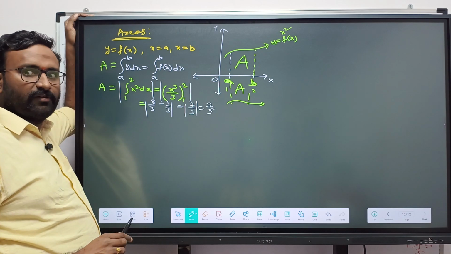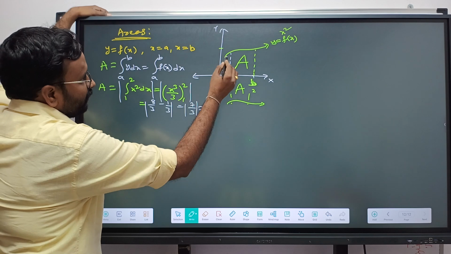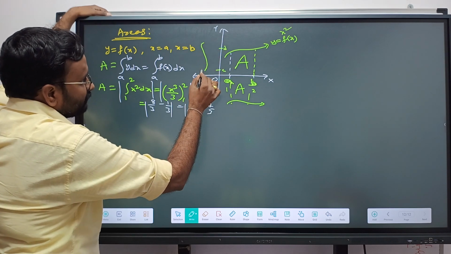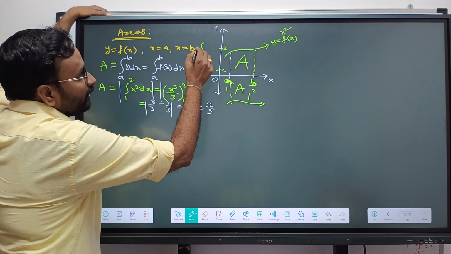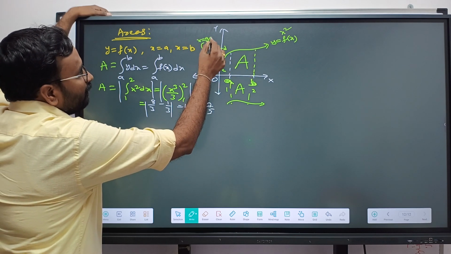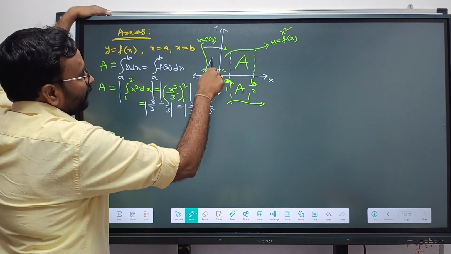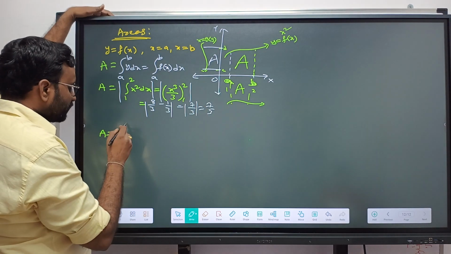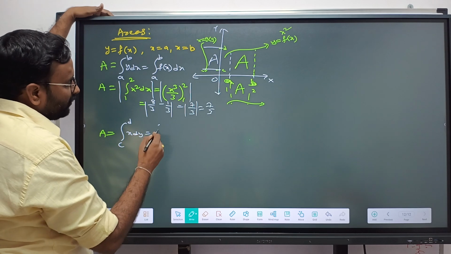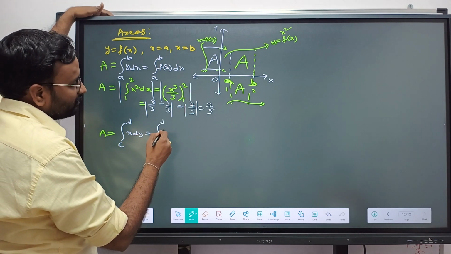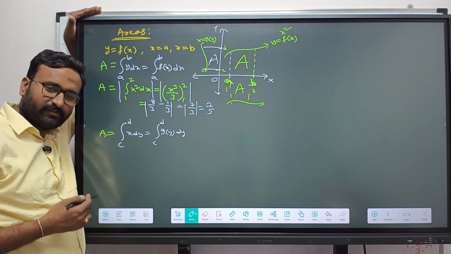With the y-axis also we can find it. Take on the y-axis the limits c to d, and the curve will be like this. This is in terms of y: x is equal to g of y. Then the area A is equal to integral c to d x dy, which is equal to integral c to d g of y dy. For y it is dy only, for x it is dx only.